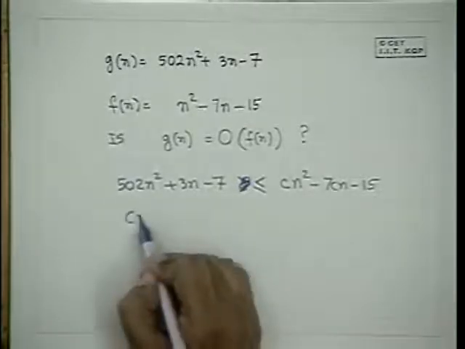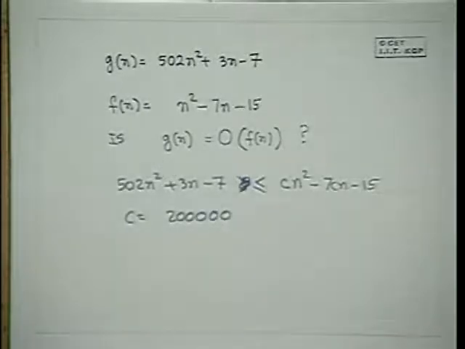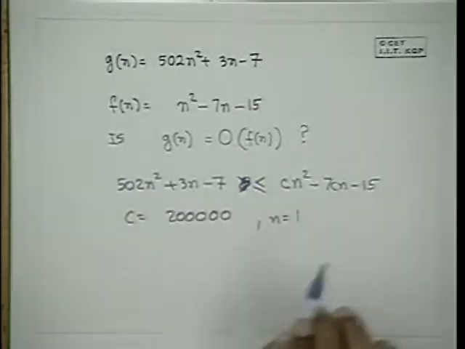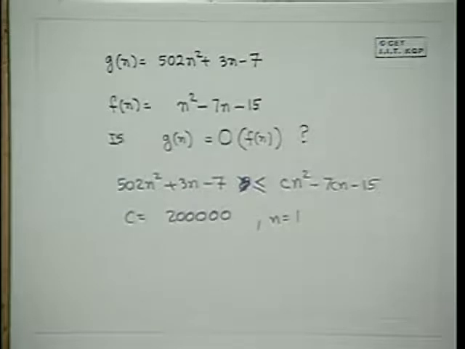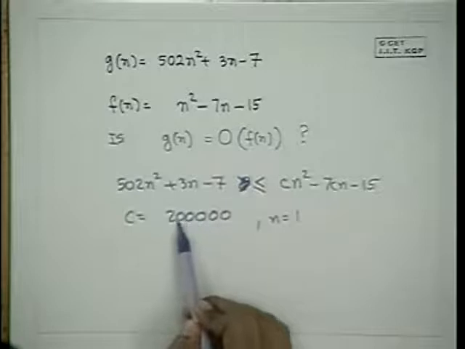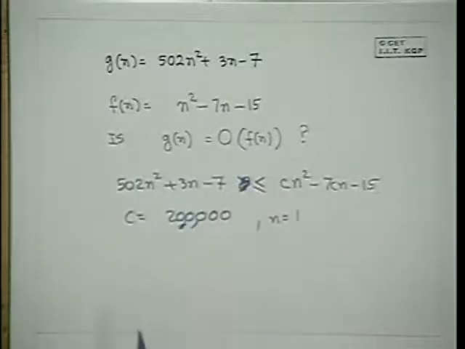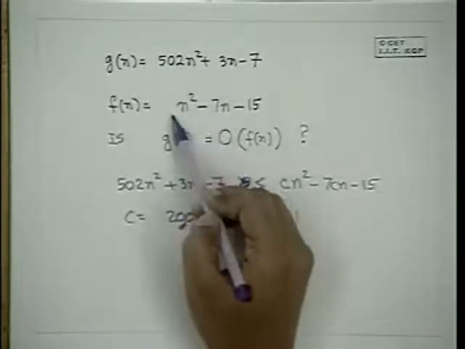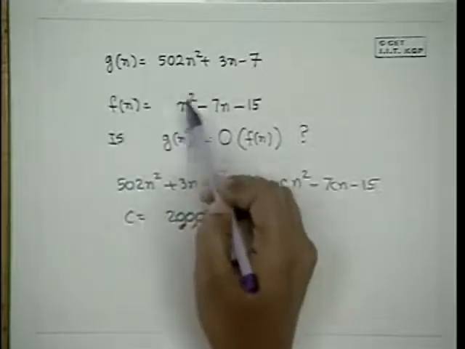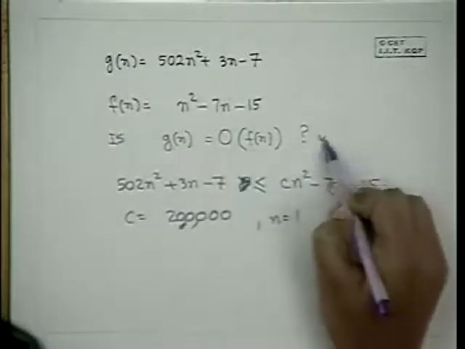Why don't you choose c equal to 20? Then from n equal to 1, it will start becoming greater. Just have a look. Choose c equal to 20,000. Sorry, we have chosen 200,000, it is 2 lakhs. Then for n equal to 1, this will be greater. For n equal to 2, it will continue to be greater. So, Gn is upper bounded.